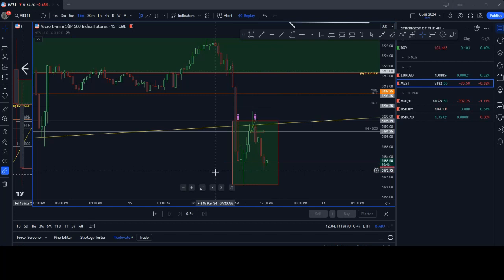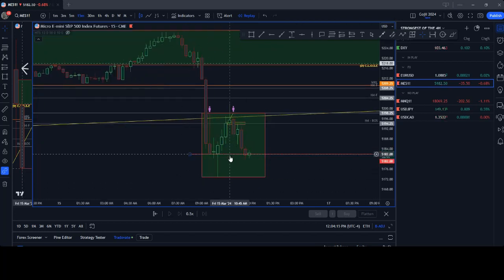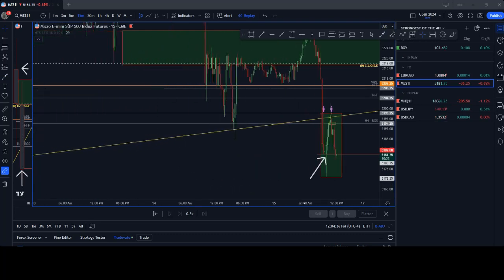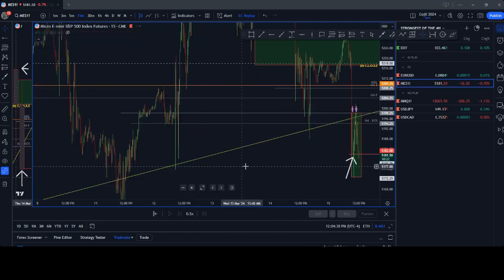So now why are you getting this pullback here? Why are you getting this support here? Why? It's because DXY is at a major level. Okay, guys, everything is connected. It's easy to put this thing together. Everything is connected.